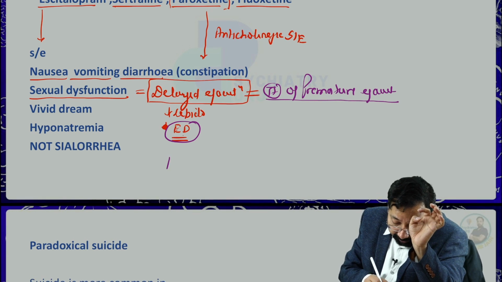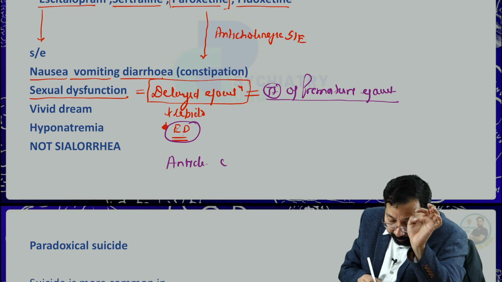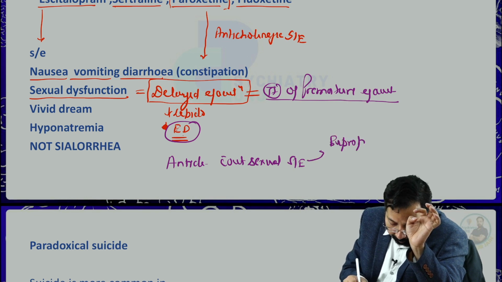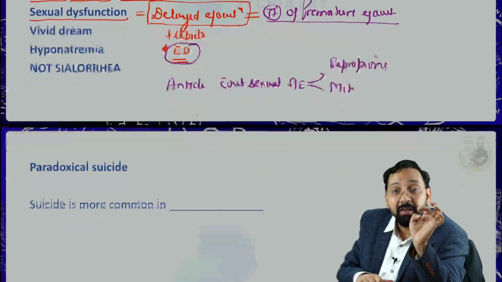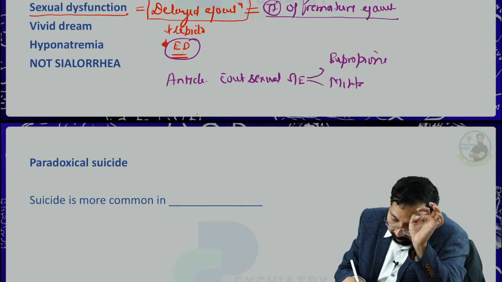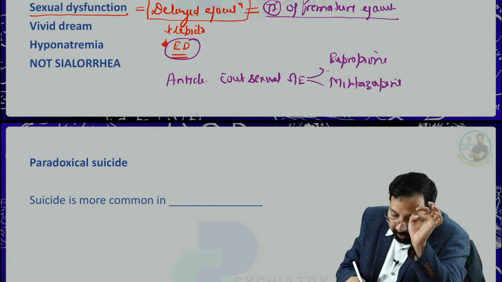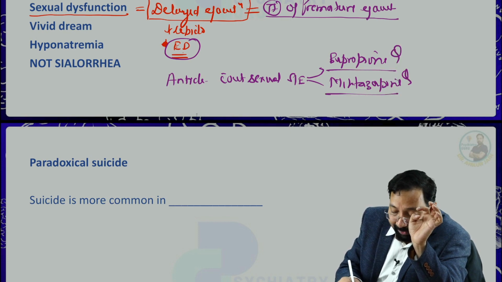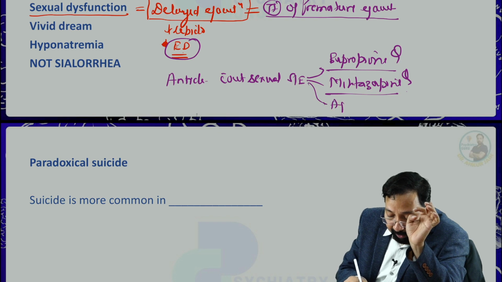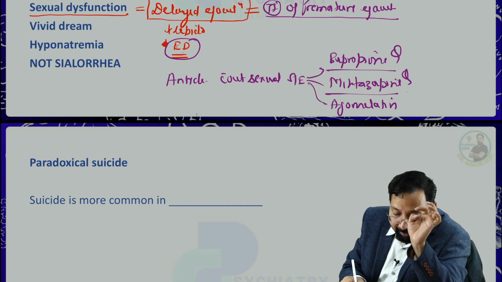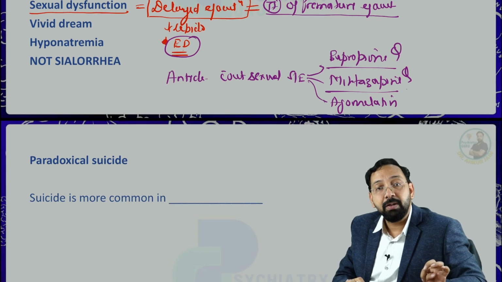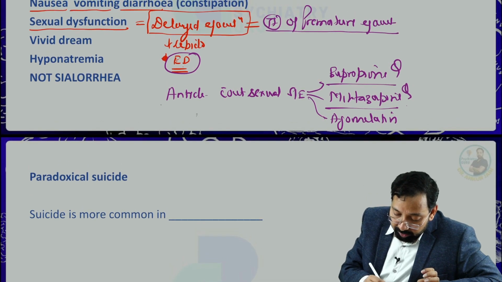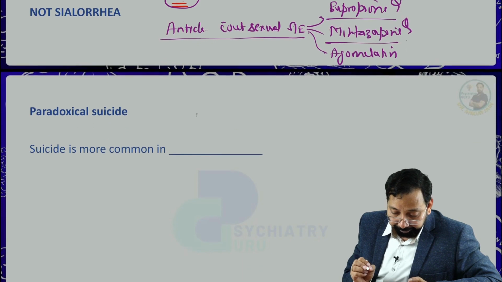So, antidepressants without sexual side effects. The question has been asked multiple times: bupropion and mirtazapine. Yes. A recently asked question in INICET, agomelatine. Not asked till now, but can be asked. No sexual side effect antidepressant.